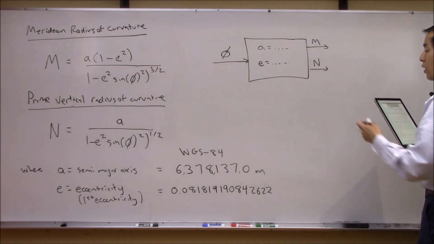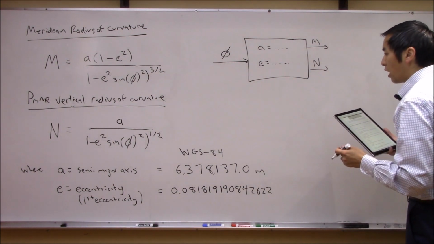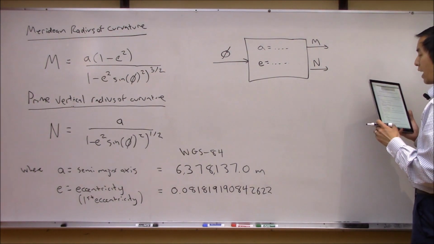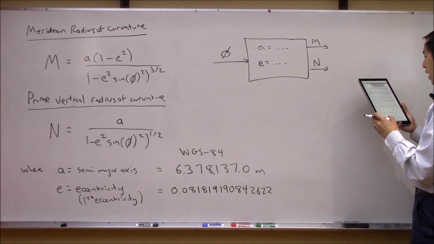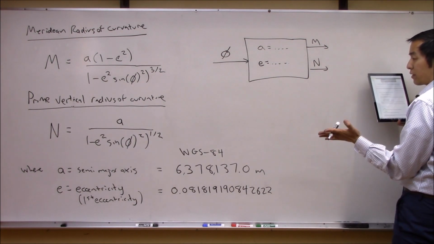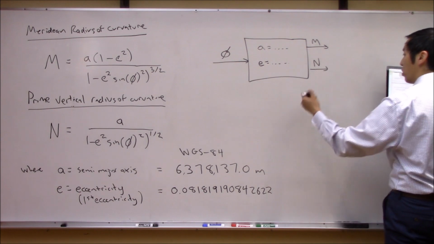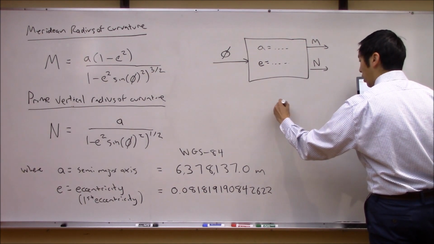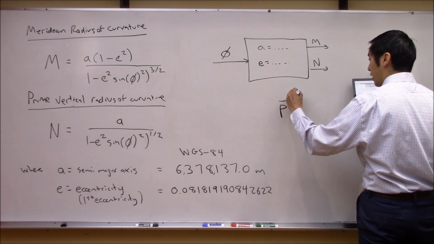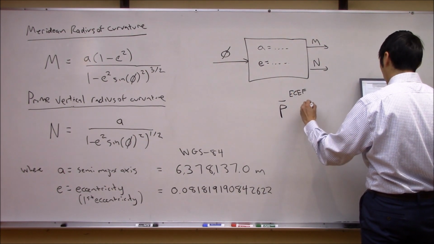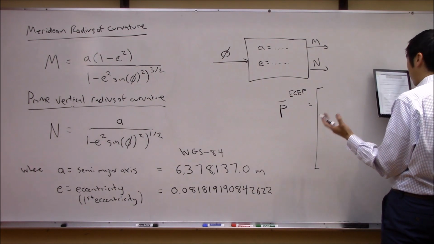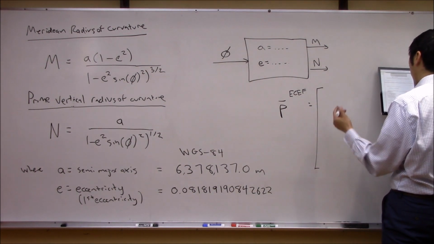So if we have this information, these radii of curvature, what's nice about this is we can now go ahead and write the position of the vehicle in the Earth-centered Earth-fixed frame. So we could write that the position of this point, or the vehicle, however you like to think about it, in the Earth-centered Earth-fixed frame is basically just using a spherical to Cartesian mapping transformation.